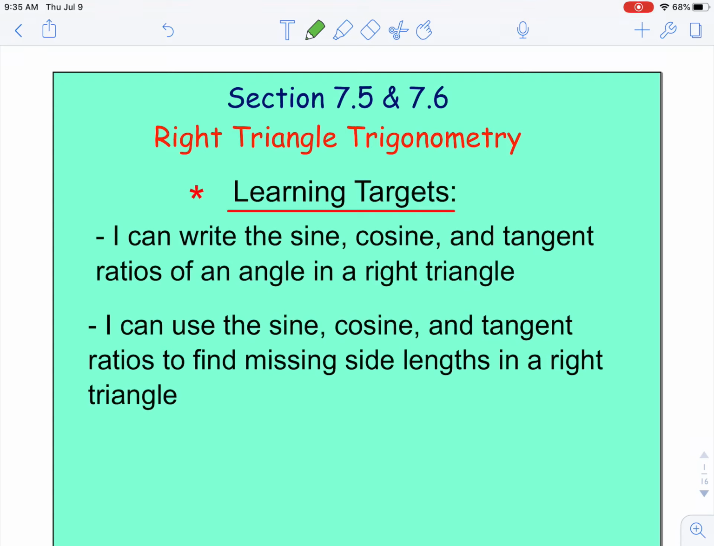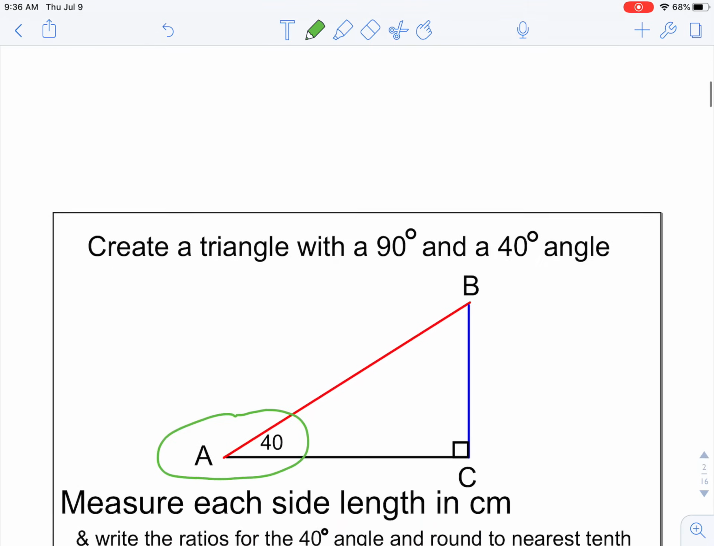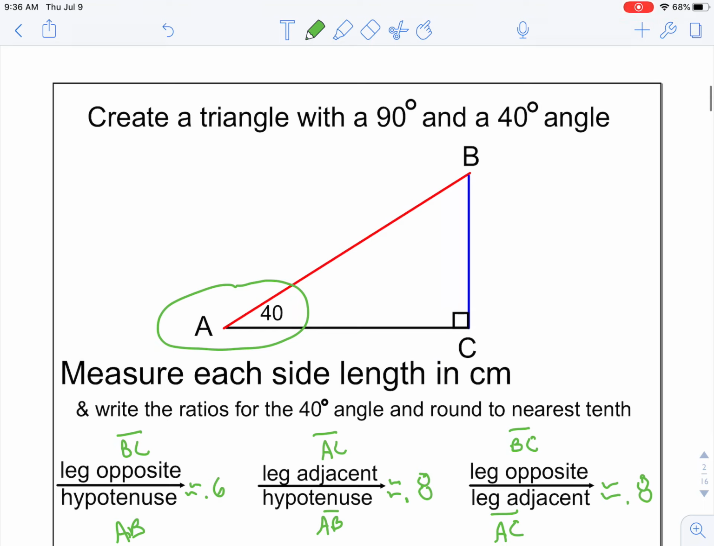In sections 7.5 and 7.6, we are going to work on right triangle trigonometry. So we are going to use those buttons on your calculator called sine, cosine, and tangent. And this is an area of right triangles. We will always be working with right triangles right now. And so we are going to write those sine, cosine, and tangent ratios in a right triangle. And we're also going to use those ratios to find missing side lengths in a right triangle.